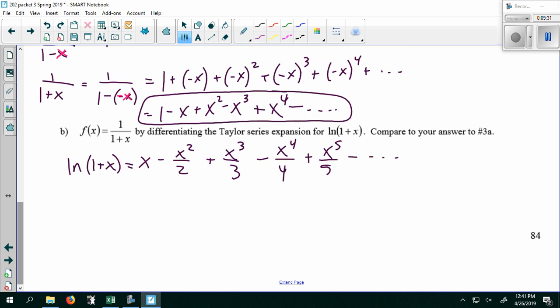Okay, so take the derivative of both sides. The derivative of the ln of 1 plus x is 1 over 1 plus x. That's the series I'm looking for. So I'm going to take the derivative of the right-hand side, and I get 1 minus 2x over 2, which is x, plus 3x squared over 3, which is x squared, minus 4x cubed over 4, which is x cubed, plus 5x to the fourth over 5, which is x to the fourth. And you get the same thing that we got above.